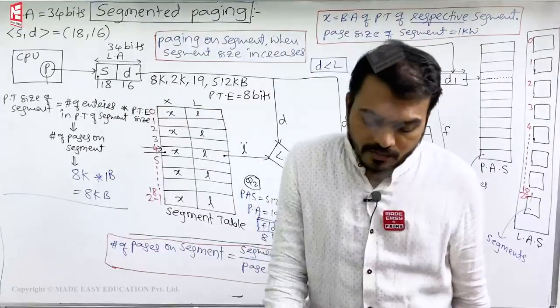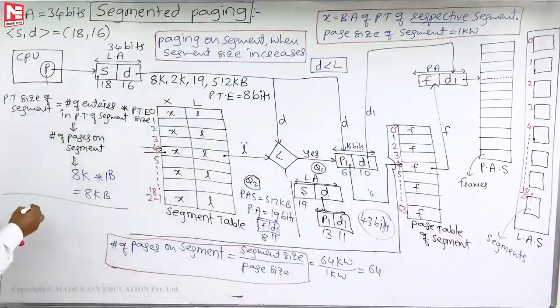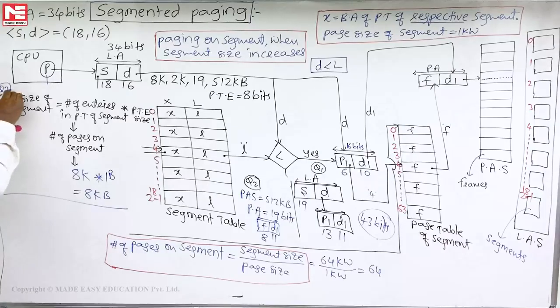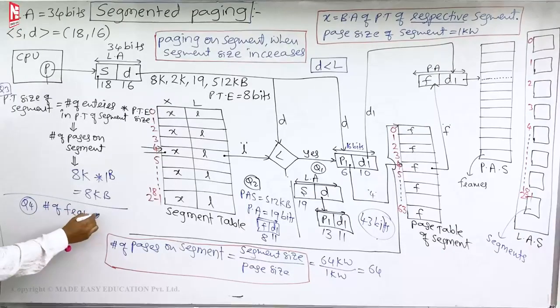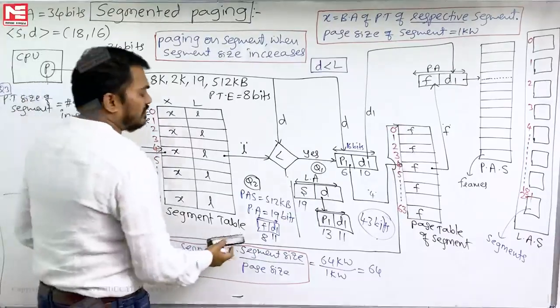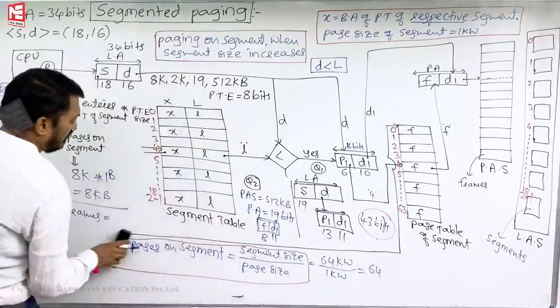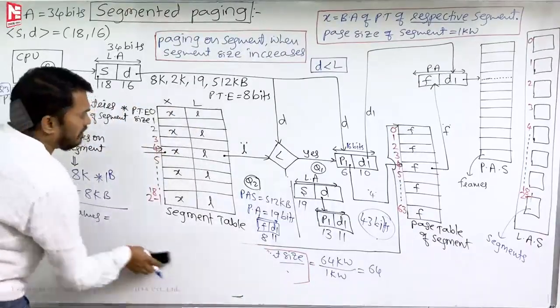And next, question number 4 is asking number of frames in the PAS. Okay, look here. So this was question number 3. Okay, question number 4: number of frames in the PAS. Now tell me, F के लिए कितना bits है? How many bits are there for the F here? 8 bits.